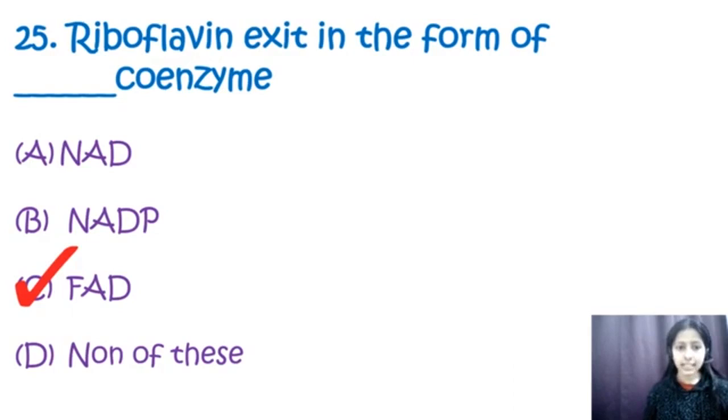Whereas NAD and NADP, NAD stands for nicotinamide adenine dinucleotide, and NADP stands for nicotinamide adenine dinucleotide phosphate. These two are the coenzymes which are used in cellular metabolism. So here the correct option for this riboflavin coenzyme will be option C, that is FAD.